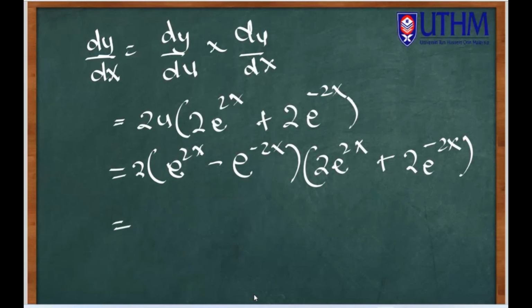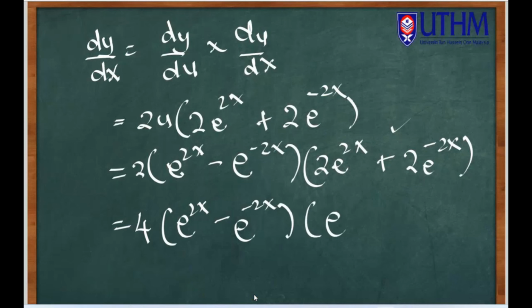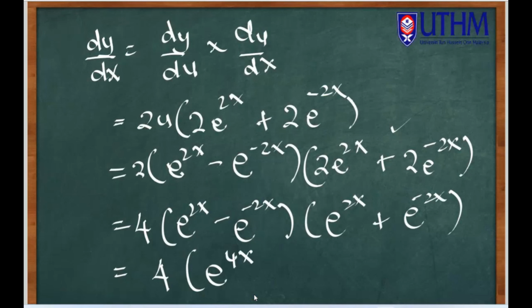From here we can factorize the 2, isn't it? We factorize the 2 from here, and then multiply with the 2 in front, so I get 4 times exponent 2x minus exponent negative 2x, times exponent 2x plus exponent negative 2x. When you expand, finally the answer will be 4 exponent 4x minus exponent negative 4x. So this is the answer.